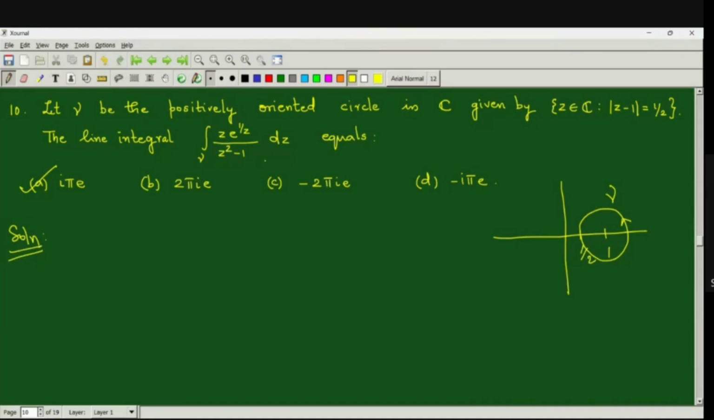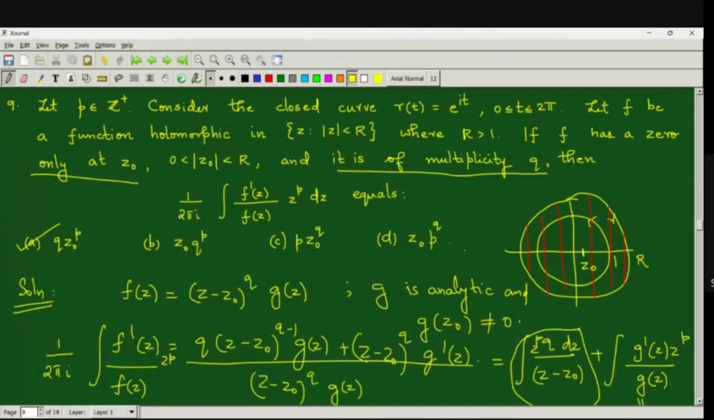So what are the zeros of this function? This is (z minus 1) into (z plus 1). The discrepancy that I missed here is that they have given mod z naught is less than r. But what if the singularity is in this other part? Then integrating will give us 0, right? But the answer is nowhere 0. So that is an issue in that question.